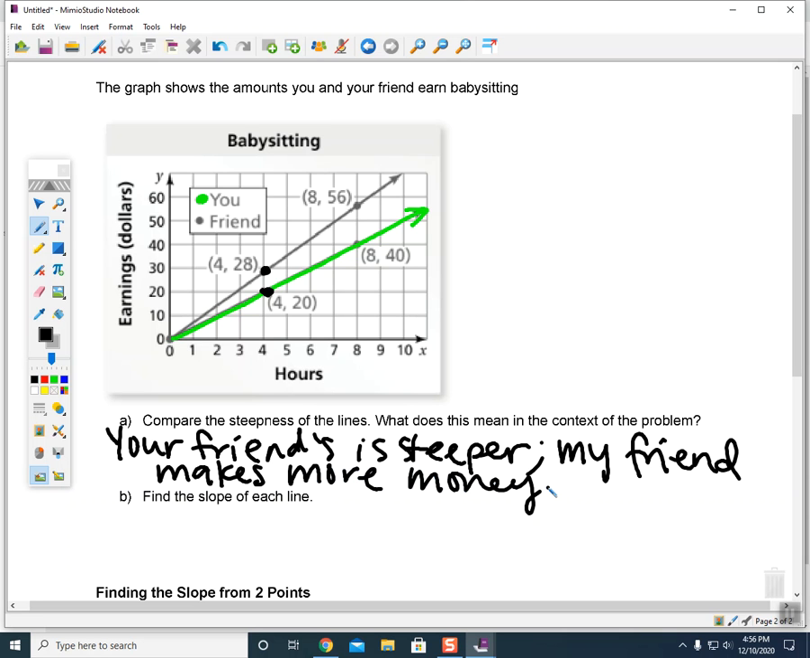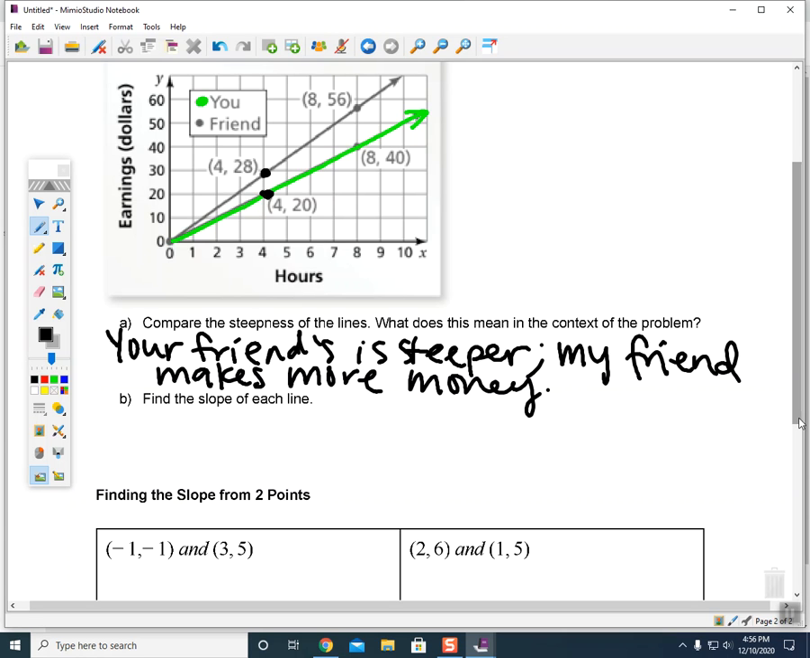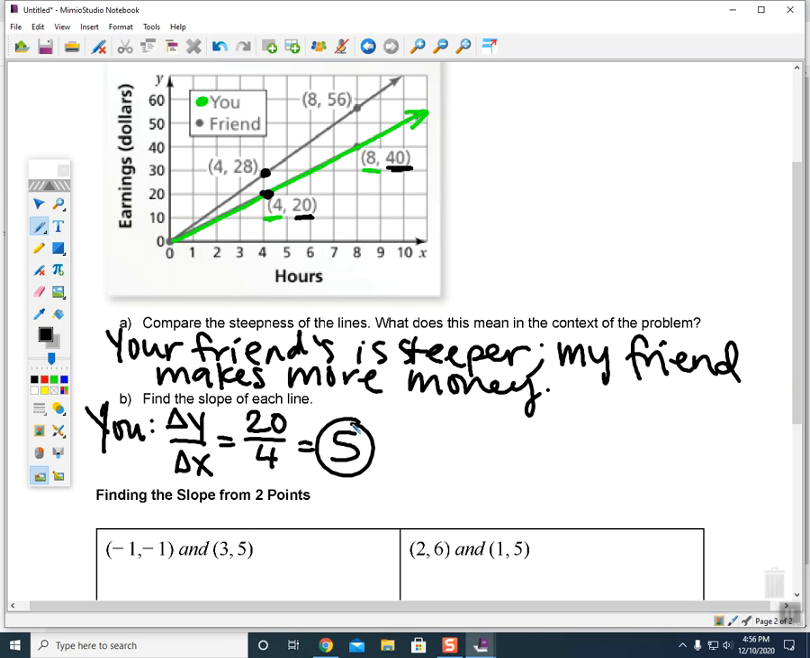Okay, so now it wants me to find the slope of the lines. So let's go ahead and do that. So let's start with you. My change in y over my change in x. My y values go from 20 to 40, so that changes 20. My x values go from 4 to 8. So that's a change in 4. 20 divided by 4 is 5. That means that I'm making $5 every hour.